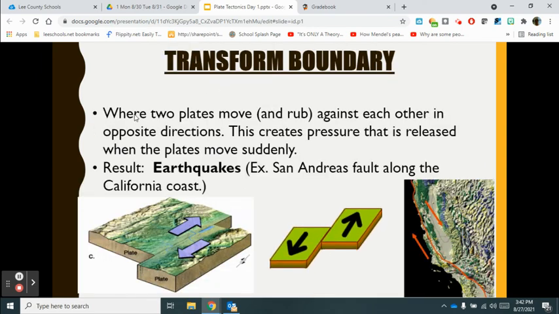Transform boundaries are where two plates move or rub against each other in opposite directions. This creates pressure that is released when the plates move suddenly, and the results are earthquakes. Example, San Andreas Fault along the California coast.